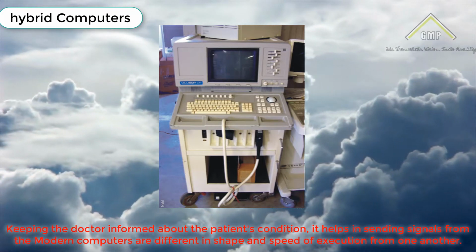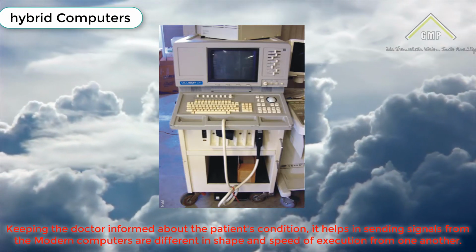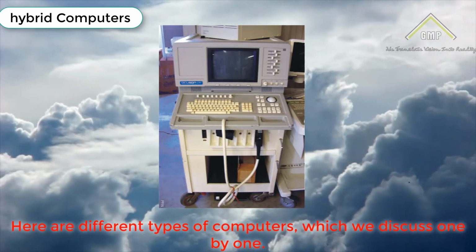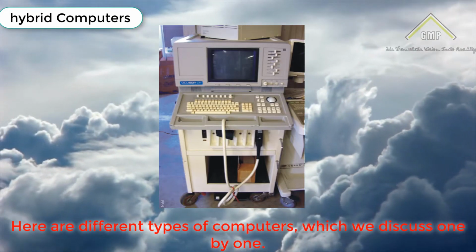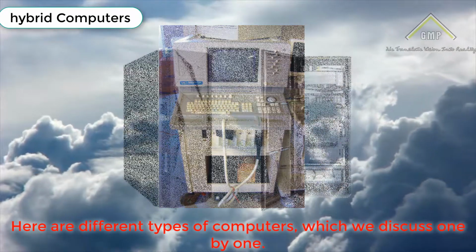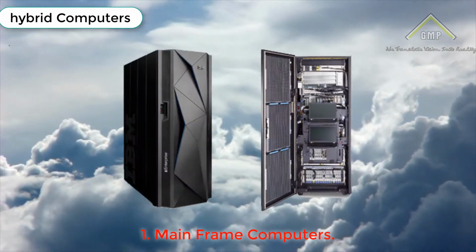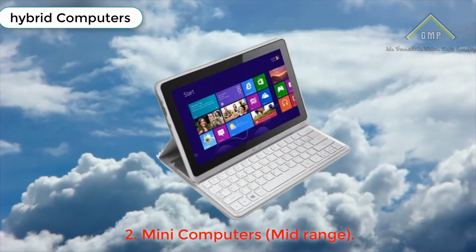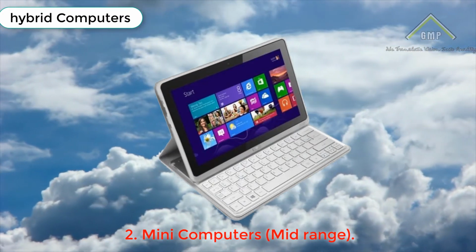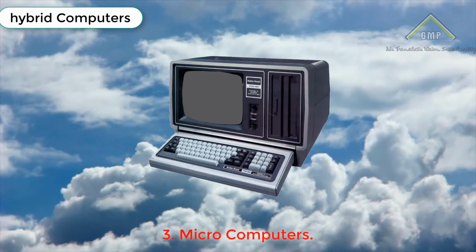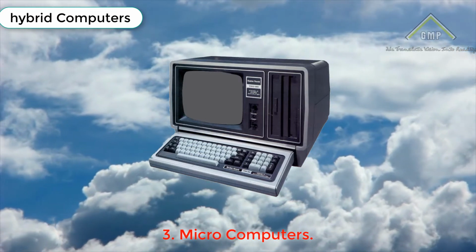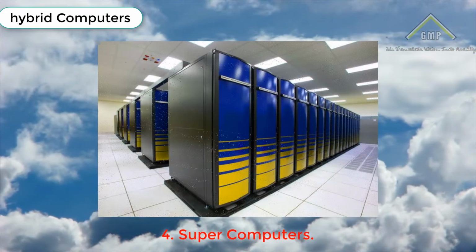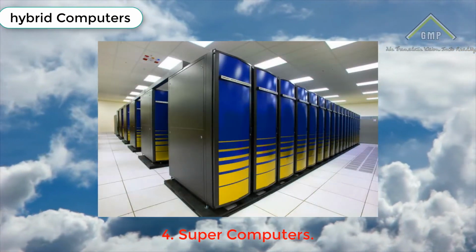Modern computers are different from one another in shape and speed of execution. Here are different types of computers, which we discuss one by one. Number 1. Mainframe computers. Number 2. Mini computers, mid-range. Number 3. Microcomputers. Number 4. Supercomputers.